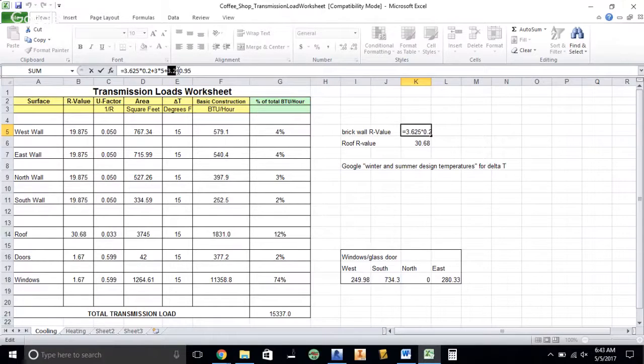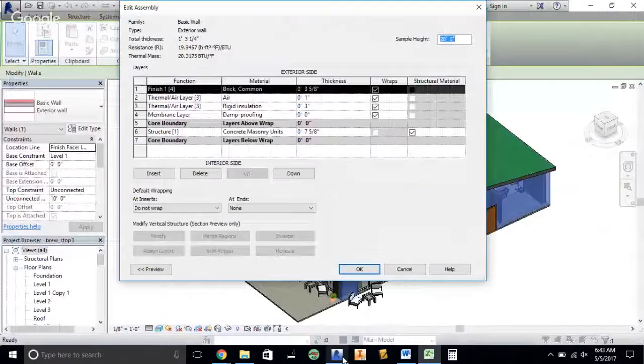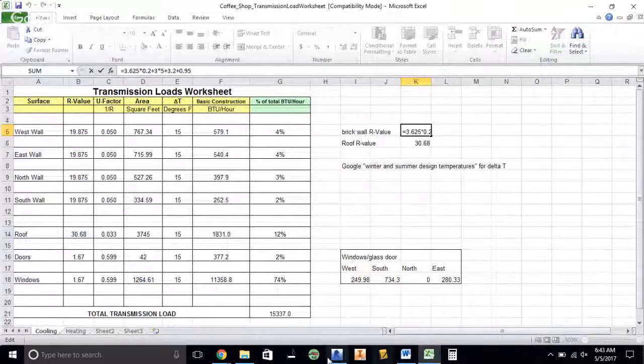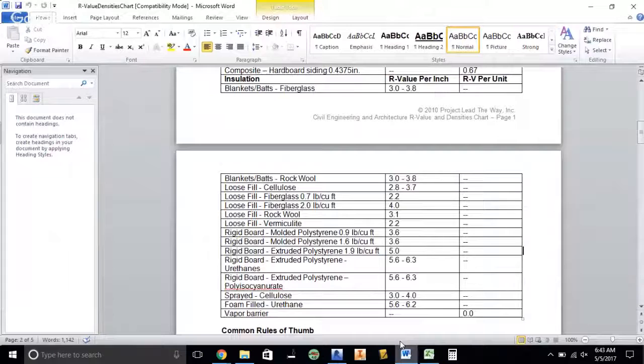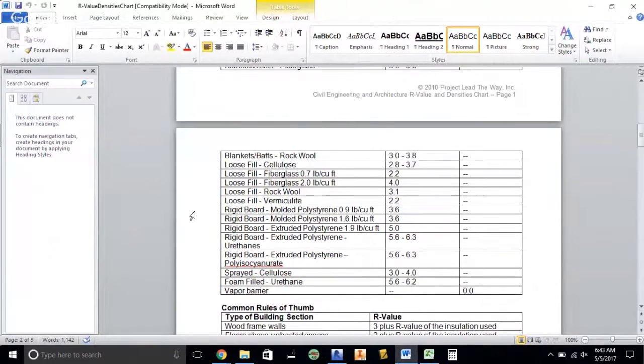And then I just had a couple of others that had regular values here. So let's just show you why we had that. So the CMU, 7 5/8, again, that should be under the masonry, or maybe not.